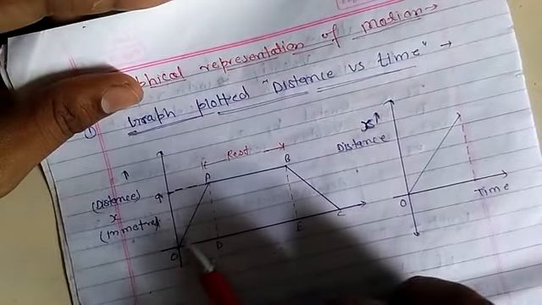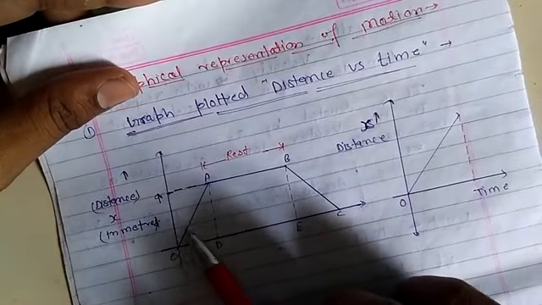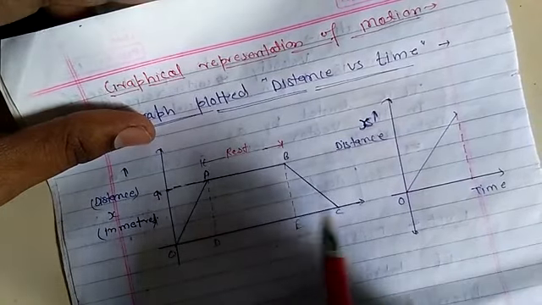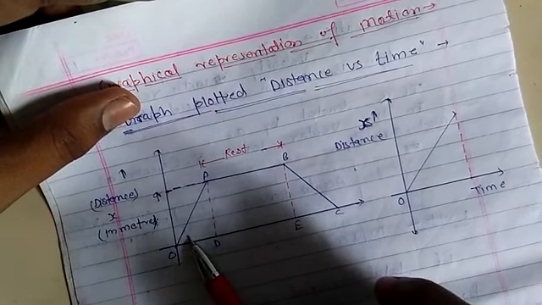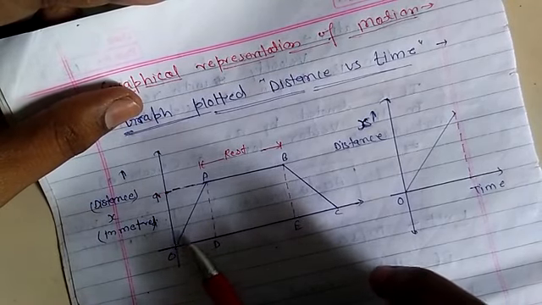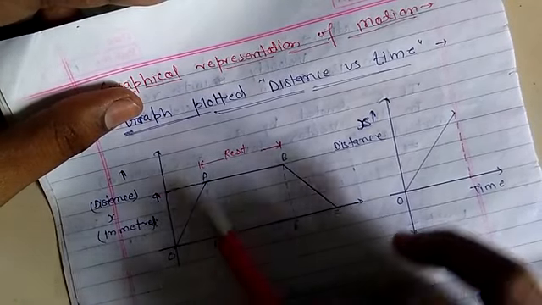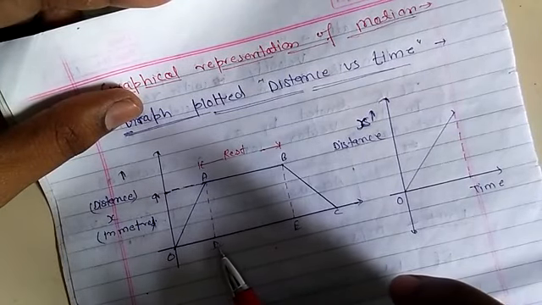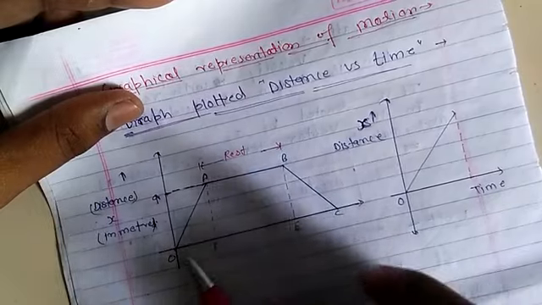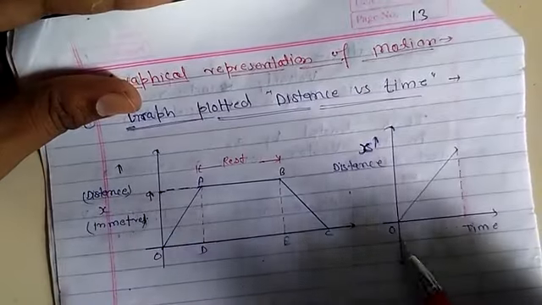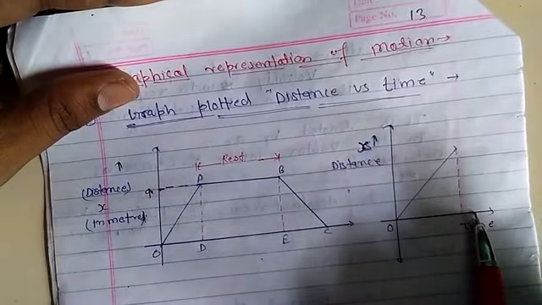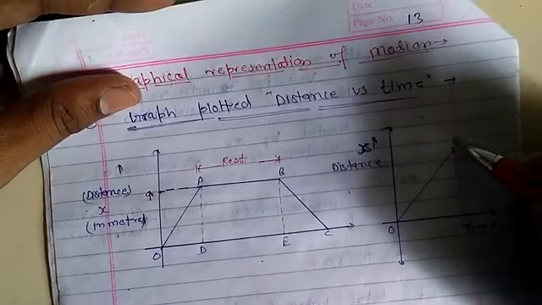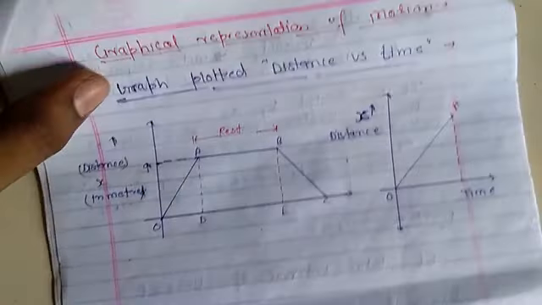The area under the graph plotted between distance and time, OABC, can be found with the help of the area of triangle OAD plus CBE plus the area of rectangle DEBA. And in this graph plotted between distance and time, this part OA represents the uniform motion.